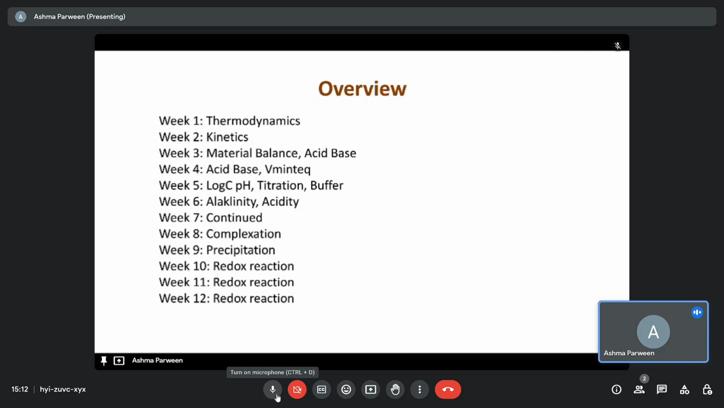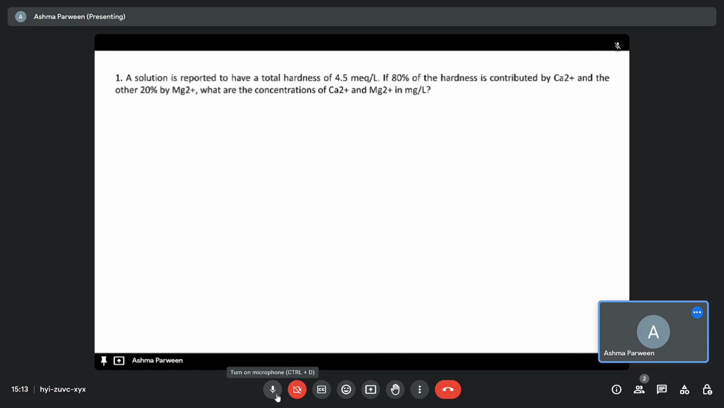Now what we will do is try to solve 5, 6 or 7 numericals. I have taken some random topics like pH or precipitation, and then we will try to solve the questions. So let me go to the question.